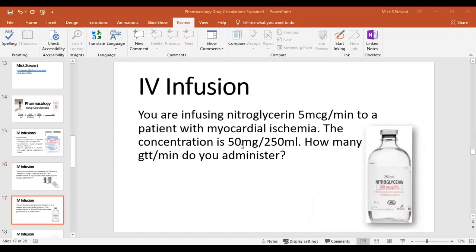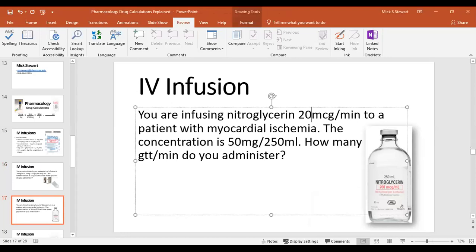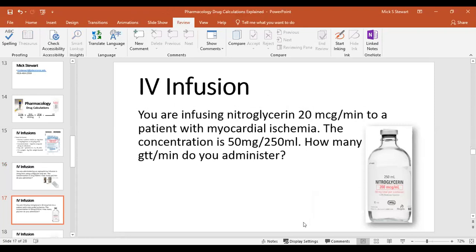Okay, the next thing we've got is a nitroglycerin infusion. Nitroglycerin infusion. And I've got a typo here, I'm noticing it. I intended this to be 20 micrograms per minute. So let me just make that change there, I apologize. You will have this available to you and downloaded. I'll make sure that your downloaded version is correct.